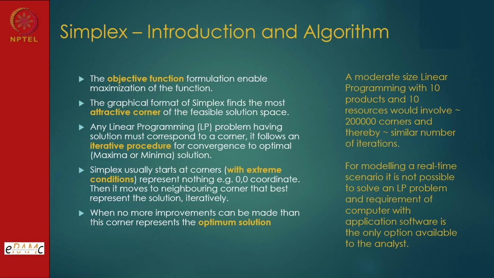Simplex usually starts at one corner with an extreme condition. Let us say, what will be the coordinate of x0, y0, or the starting point. If you make it 0, 0, you get the 2 points, and from there, instead of looking in the space, we have it there itself, and then we can iterate to the next corner and next corner. Then it moves to the neighboring coordinate. When improvement cannot be found, that is called the optimum solution.